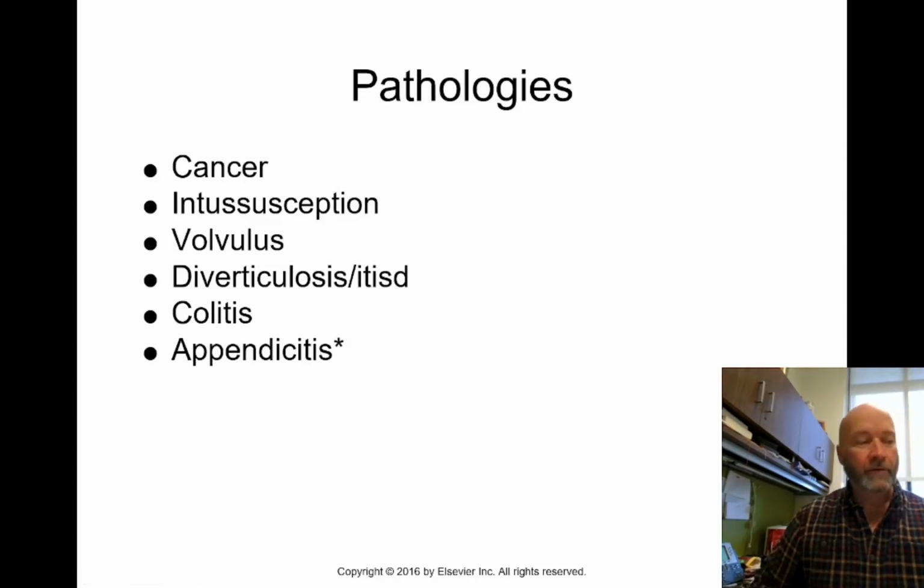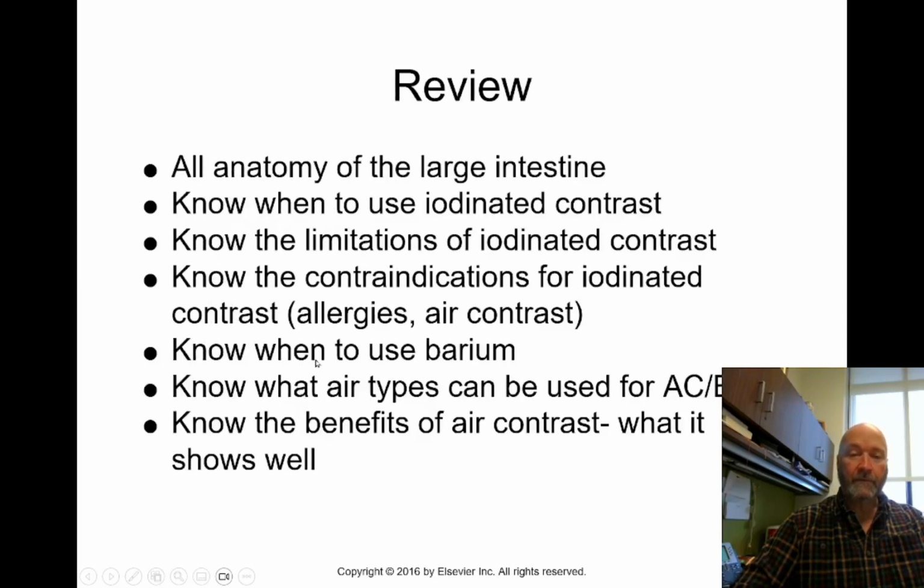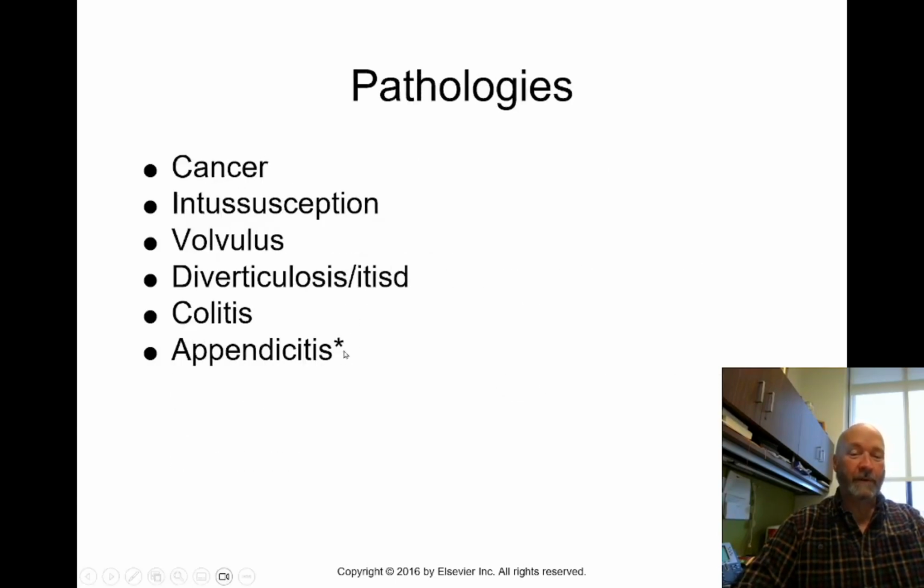At the beginning of every Merrill's chapter, there's a comprehensive list of pathologies you need to know. I'm just going to touch on these, and that is cancer, intussusception, which may be secondary to cancer, volvulus, which may also be a small intestine pathology, diverticulosis or diverticulitis. There's really no difference between the two except for this is an inflamed diverticulum. Colitis and appendicitis are the ones we're going to look at. Even though appendicitis isn't really a colonic issue, sometimes you'll see the appendix in retrograde filling of the colon.